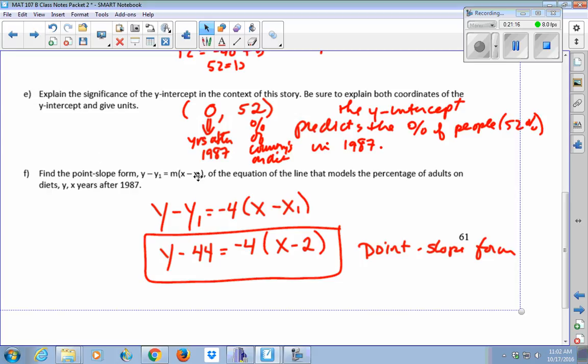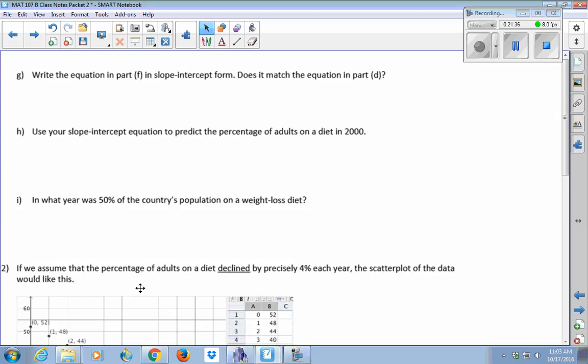And this is just a variation on your slope formula. Look, if you divide both sides of this equation by the quantity x take away x1, you basically are looking at your slope formula. All right. So part G is just going to ask us to take this point slope form and put it into slope intercept, which you're more familiar with.